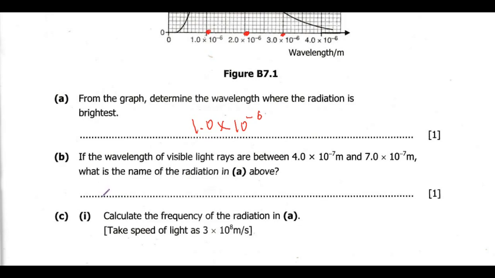So if light starts between 4.0 and 7.0 times 10 to the power negative 7, and this is 1.0, what is the name of the radiation in A above? It should be any of these. We can even put gamma rays, because gamma rays on the spectrum are far to the left, so expect this to be to the left. It'll be gamma rays, or maybe we can even say X-rays, because it's not that specific.